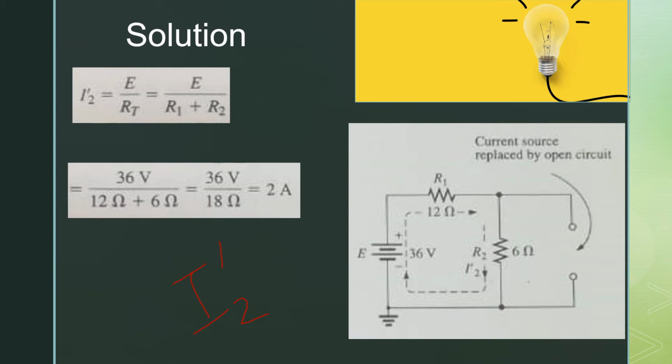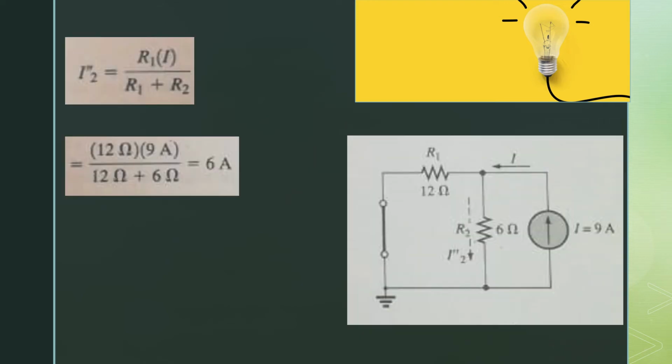The value of the current is equal to E by RT, where E is the total voltage and RT is the total resistance of the circuit. So I2 prime is equal to E divided by R1 plus R2. When we substitute the values, E is 36 volts, R1 is 12 ohms and R2 is 6 ohms. We get I2 prime equal to 2 amperes, and you will see from the figure that this 2 ampere current is flowing in the downward direction.